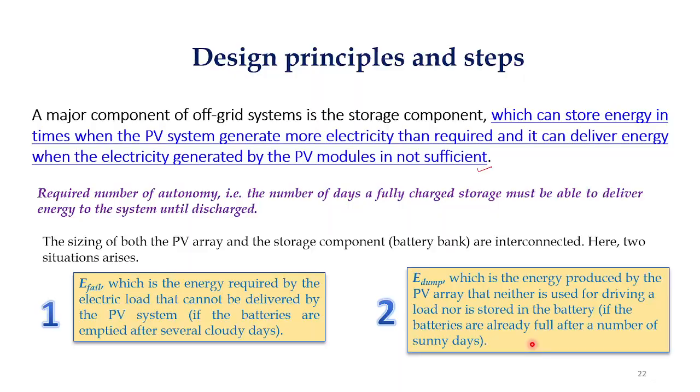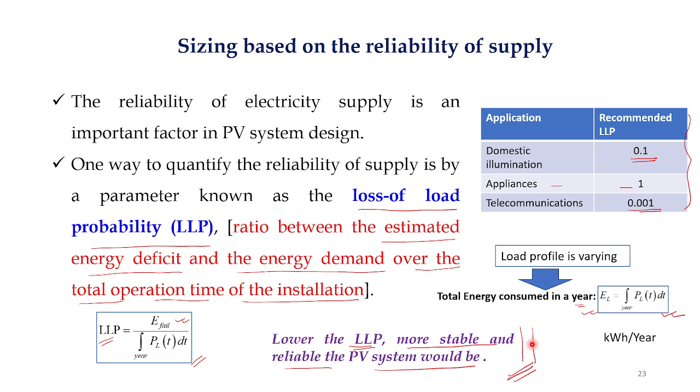We have also seen that sometimes overcharging or over-discharging conditions might occur, depending on your climatic condition and your load requirement. So to give a parameter regarding the reliability of the supply, a parameter has been defined, which is known as loss of load probability.